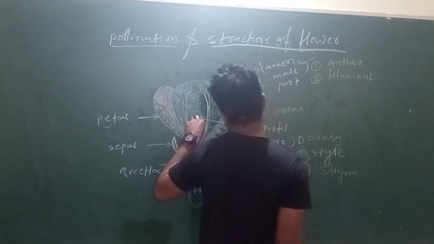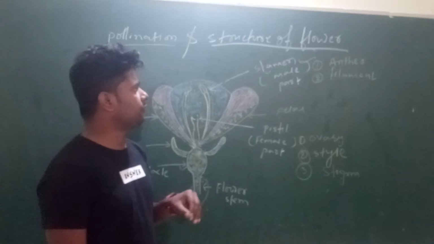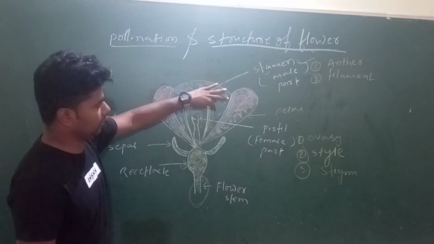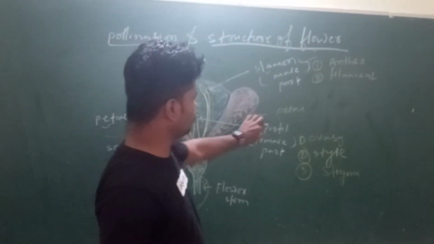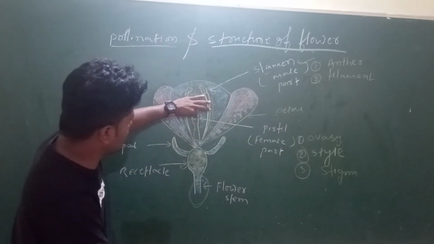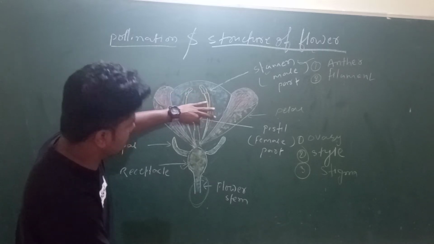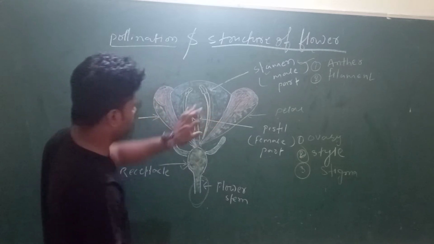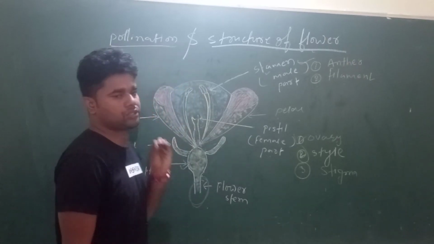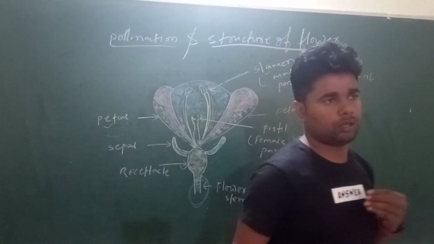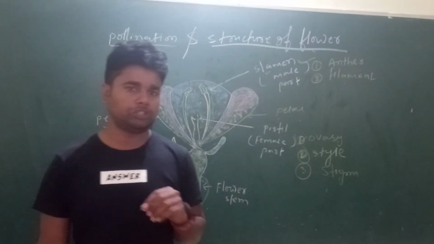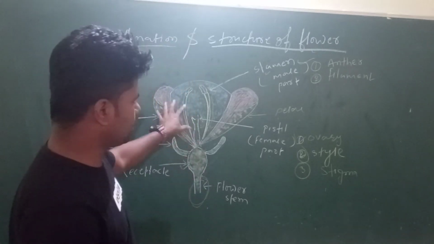So in the flower, the male part is the stamen, which consists of two parts: this one is the anther, and this one is the filament. And the female part, known as the pistil, has three parts: this one is the stigma, below the stigma is the style, and below the style is the ovary. So now we have discussed how the flower plays a very important role in the reproduction of the plant, which is sexual reproduction. So this is the structure of the flower.